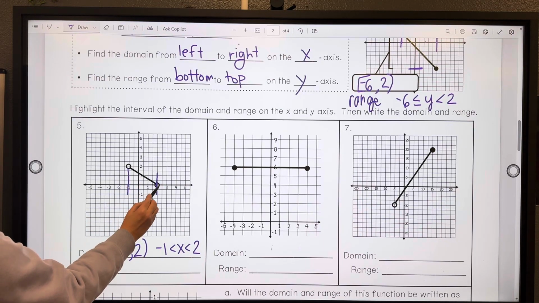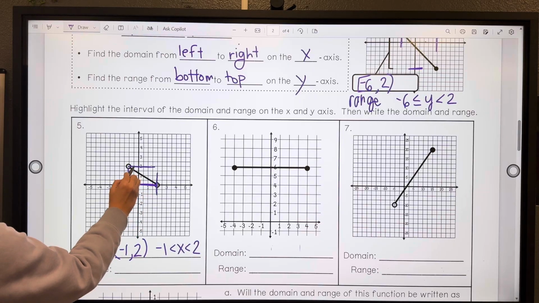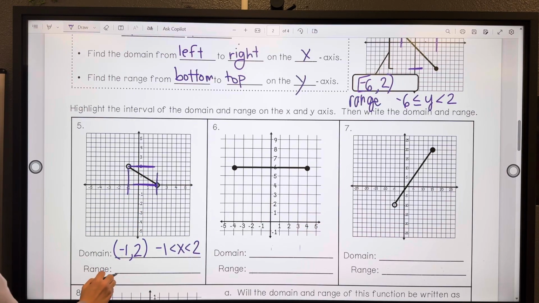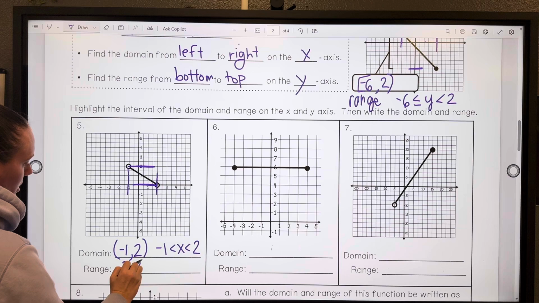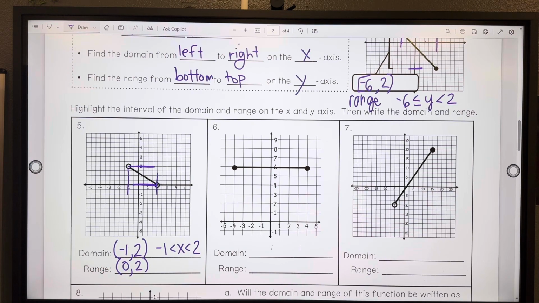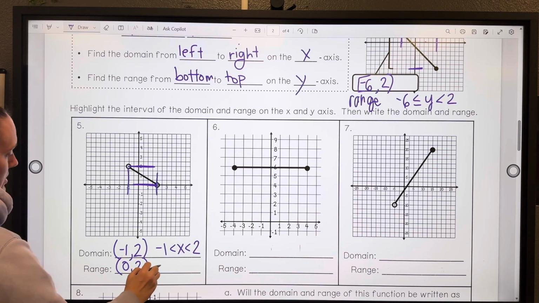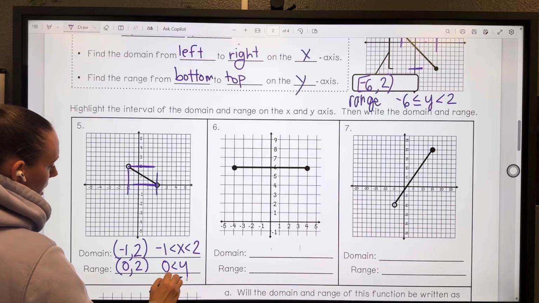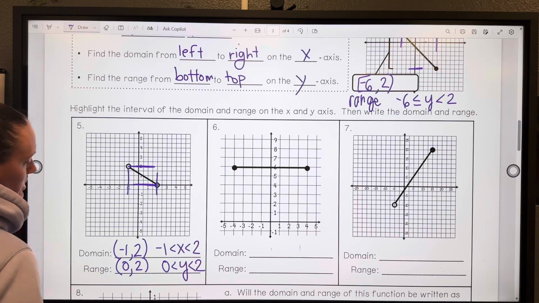All right, along this axis, the smallest value is right there, the largest value is right there. So I'm going from 0 to 2. If I read it from bottom to top, open circles on both ends. So 0 is less than y is less than 2.